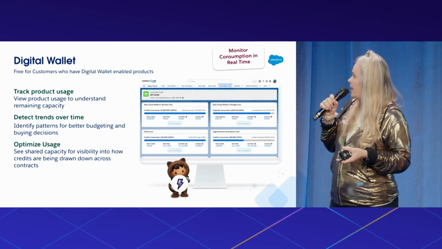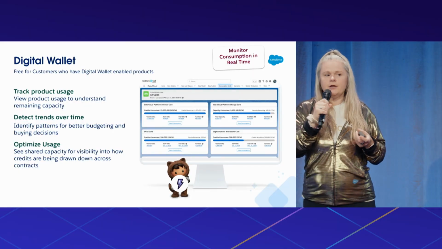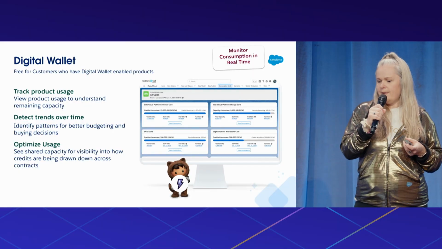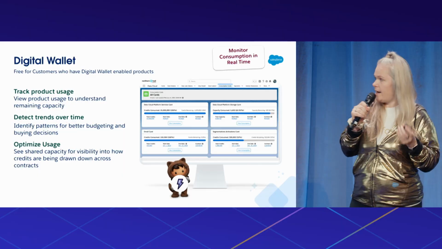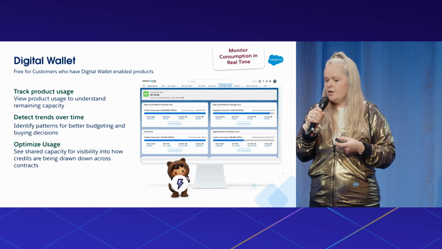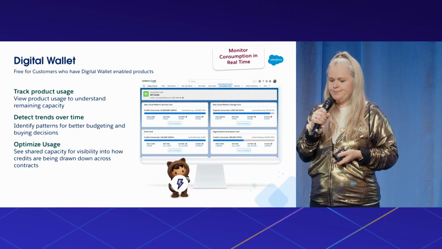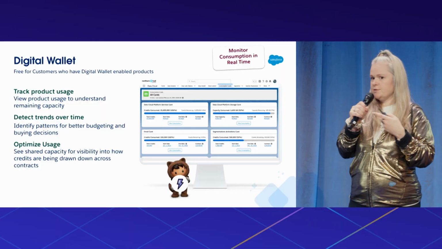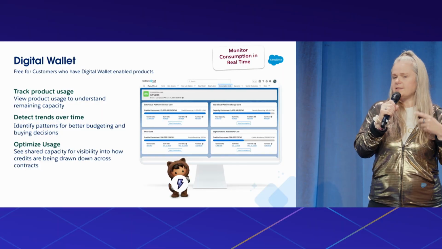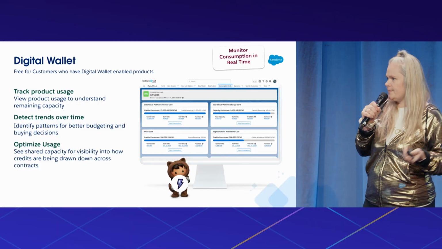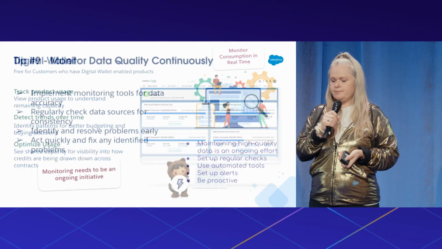And this is the digital wallet. This is what you'll use to track your usage over time and make sure that things are not going out of control and it's staying within your expected range. And if you do see any issues arising where the credit usage is going up, that's going to help you identify the areas where you need to optimize.